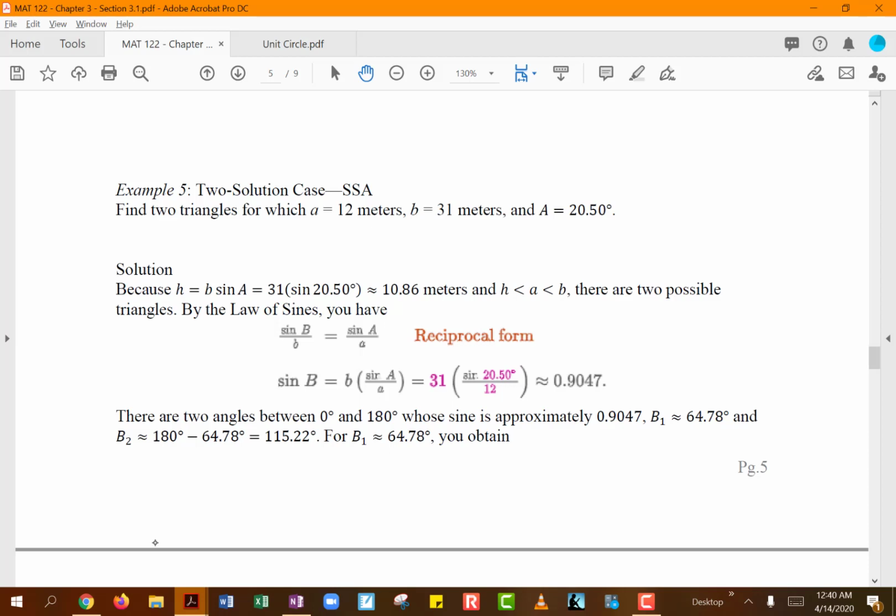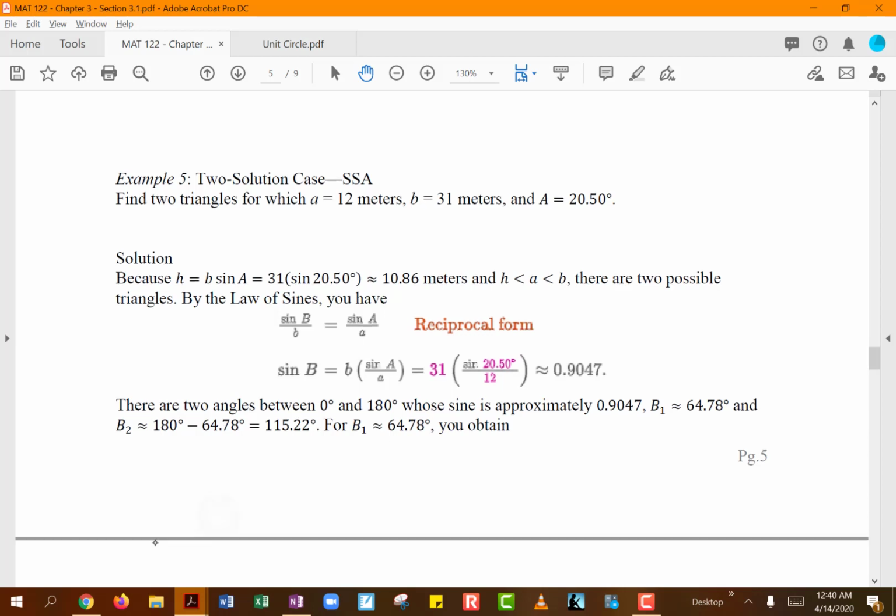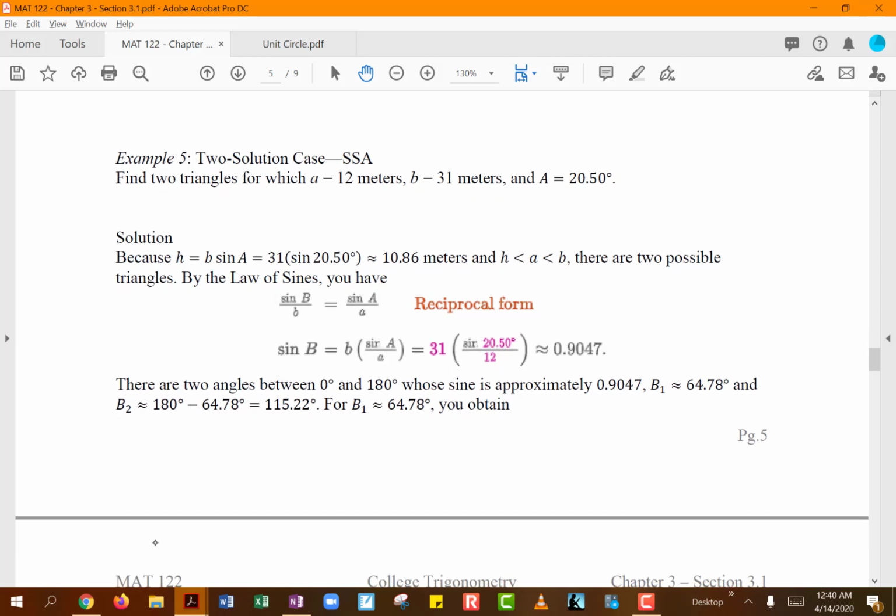So our example here is telling us we have A equals 12 meters, B equals 31 meters, and angle A is given to us as 20.50 degrees. So what they're actually doing is starting out by using this calculation here, H equals side B times sine of angle A. Multiplying those values together gives us a side H of 10.86 meters. So you can see 10.86 meters is smaller than 12 meters and smaller than 31 meters, right? So H is smaller than A is smaller than B.